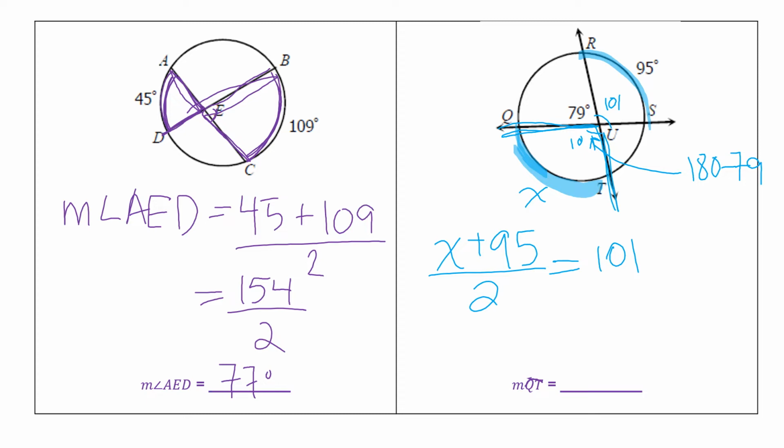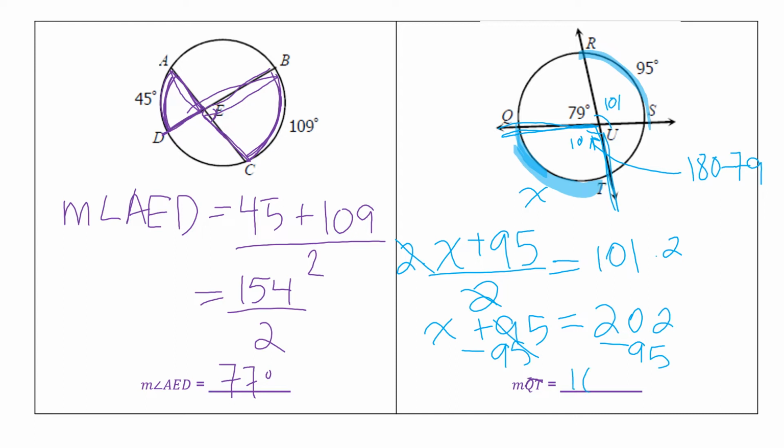To solve it, the first thing I would do would be multiply both sides by 2. That'll give me X plus 95 equals 101 times 2, which is 202, and then we'll subtract 95 from both sides, which will give us 107 degrees. So the measure of arc QT is 107 degrees.